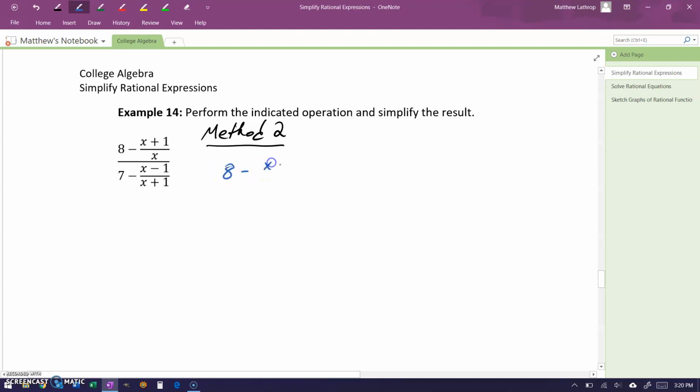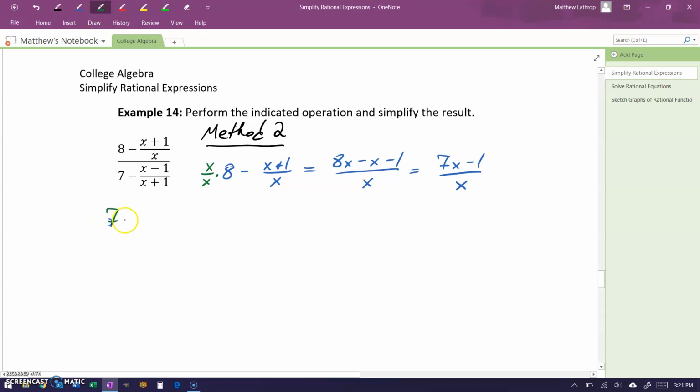In the numerator, we have 8 minus the expression x plus 1 all over x. The common denominator here would be x, so we'll multiply 8 by x over x to get 8x, and if we distribute that negative through, minus x minus 1 all over x, or 7x minus 1 over x.